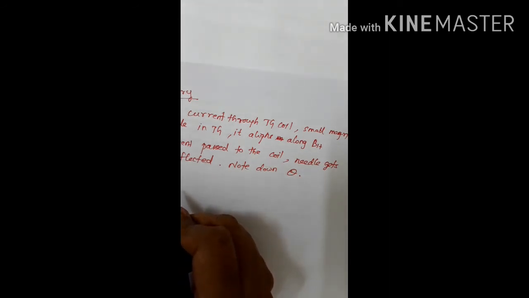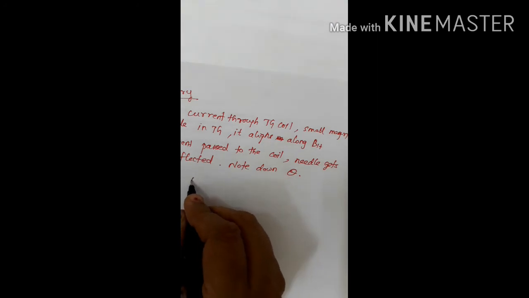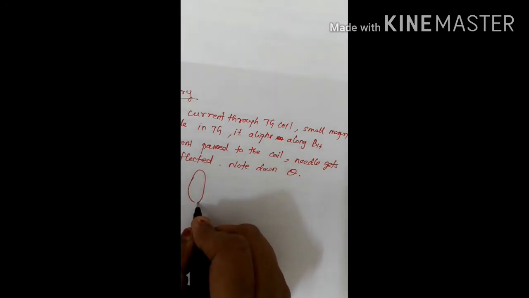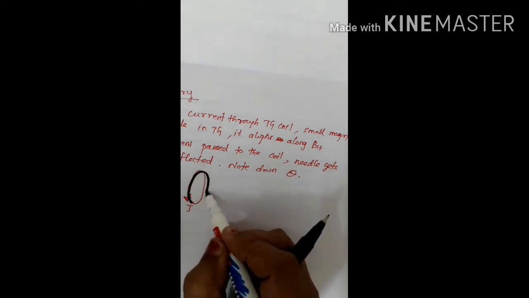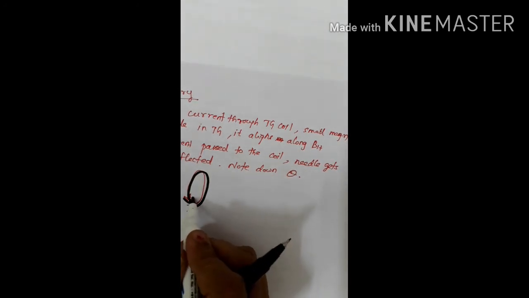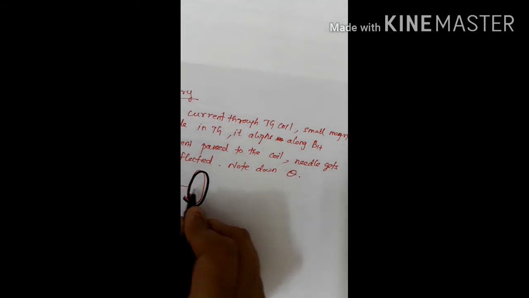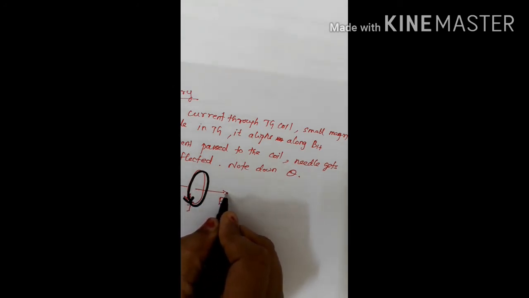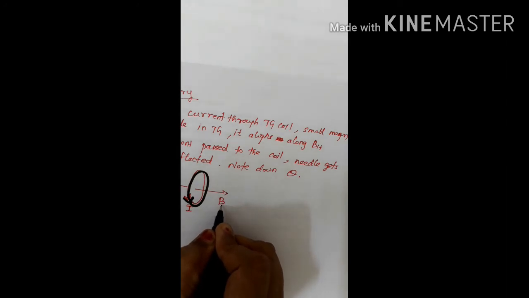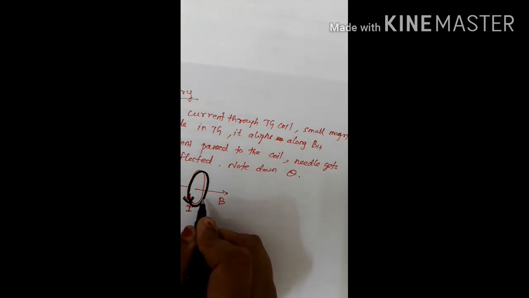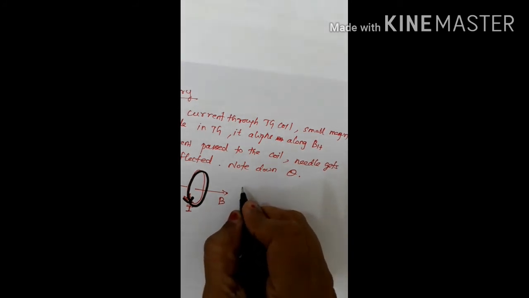Now you have 2 magnetic fields. This is the TG coil with current I. The magnetic field produced by this current carrying coil will be perpendicular to the plane of the coil, and it will also be along the axis of the coil. Got it, children?